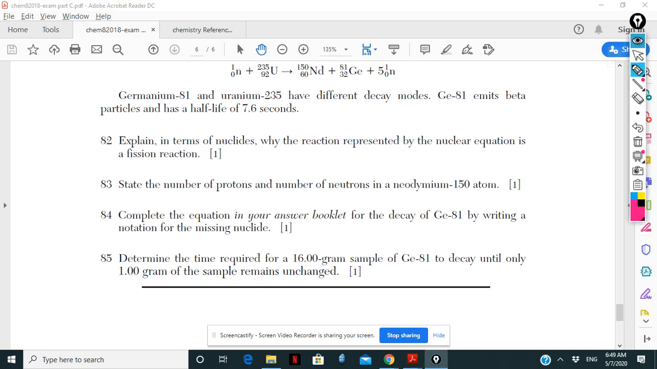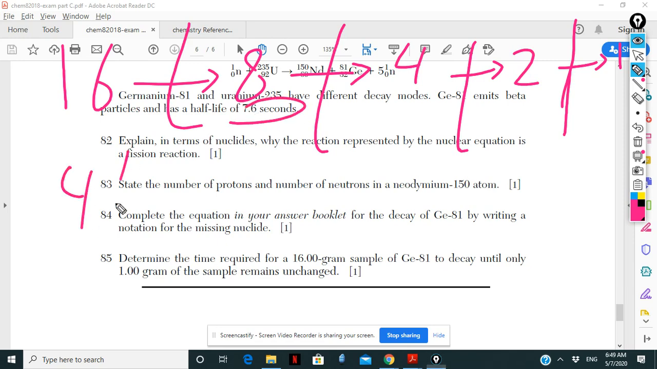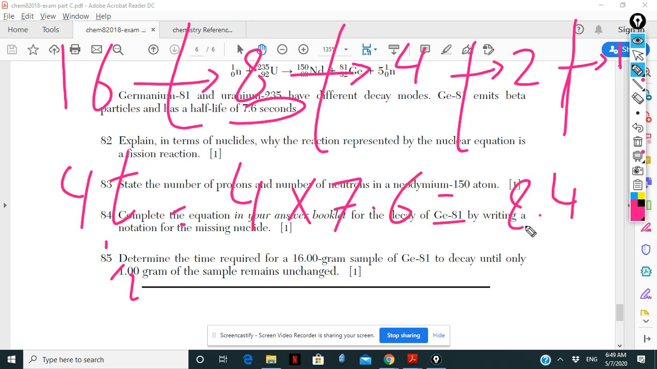Now, determine the time required for 16 grams to go to 1 gram. I started with 16. Half of 16 is 8, half of 8 is 4, half of 4 is 2, half of 2 is 1. So I have 1, 2, 3, 4 intervals, so 4 half-lives. So I said 4 times 7.6, it's going to be 30.4 seconds.